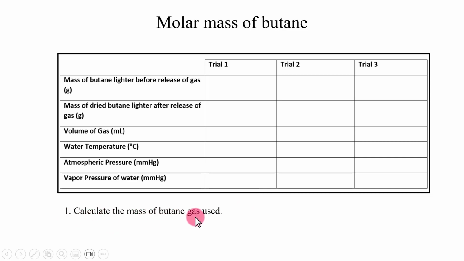The first question asks you to calculate the mass of butane gas that was used in the experiment. To do that, all you have to do is take the mass of the butane lighter before the release of butane and subtract the mass of the butane lighter after the release of butane. So the top number is going to be larger than the bottom number because this is at the beginning of the experiment, and we release a bunch of butane gas into this cylinder, the graduated cylinder, and so this is going to be smaller. You need to calculate the difference, and that's going to be the mass of the butane that escaped from the lighter.